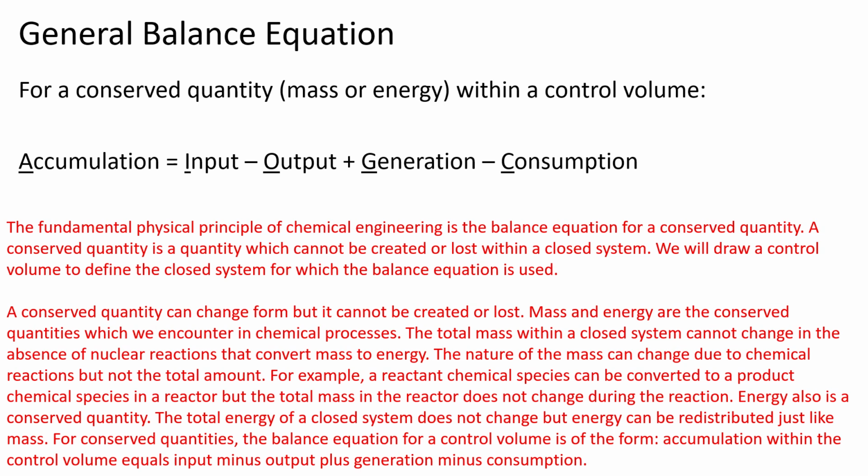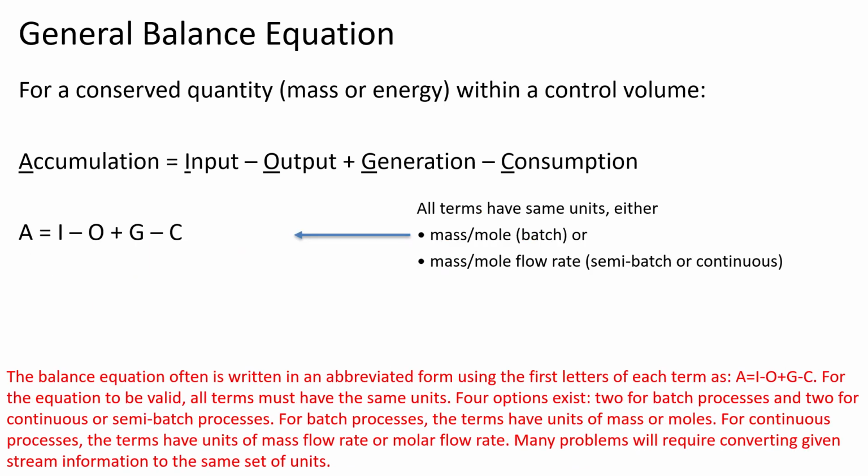For conserved quantities, the balance equation for a control volume is of the form accumulation within the control volume equals input minus output plus generation minus consumption. The balance equation often is written in an abbreviated form using the first letters of each term as A equals I minus O plus G minus C. For the equation to be valid, all terms must have the same units.